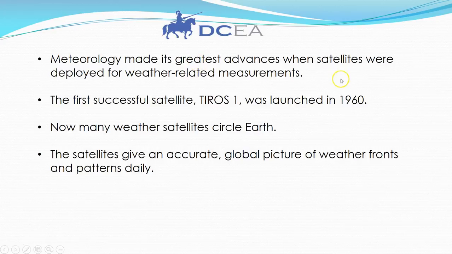Meteorology made its greatest advances when satellites were deployed for weather-related measurements. The first successful satellite, TIROS-1, was launched in 1960. Now many weather satellites circle Earth. The satellites give an accurate global picture of weather fronts and patterns daily.